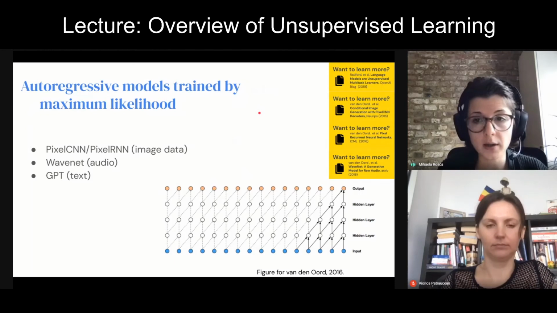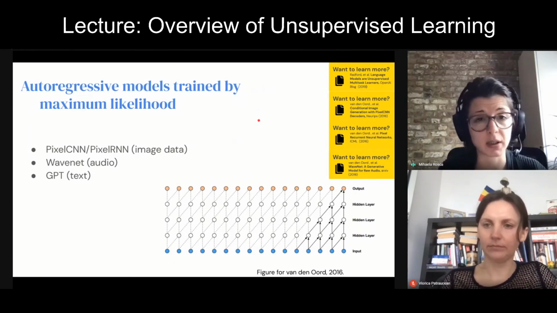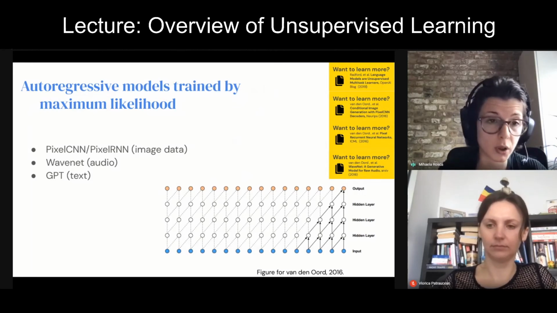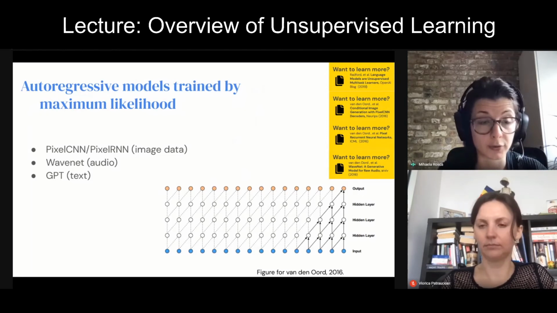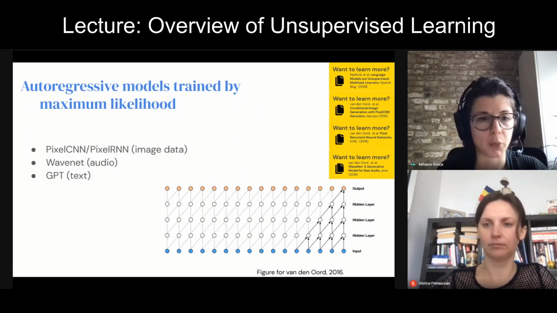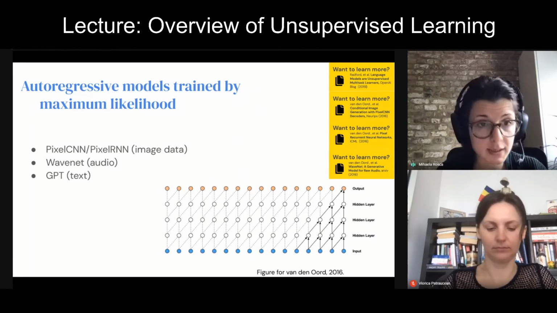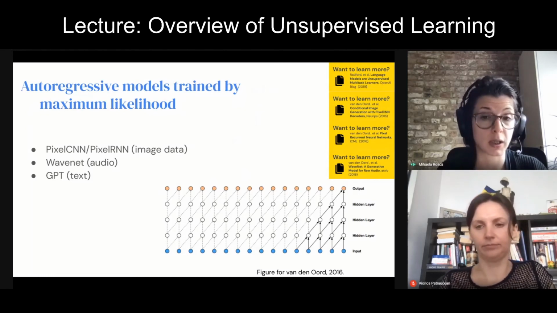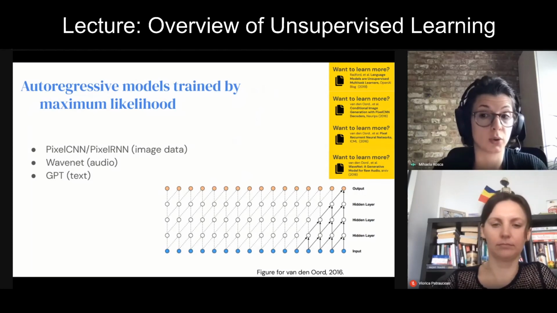One set of examples is given by PixelCNN and PixelRNN, which have been used on image data, WaveNet, which has been used on audio, and GPT, which is a very powerful model trained on text. The difference between these models is that they all use autoregressive models, train by maximum likelihood, and use the same gradient estimation, but the difference is how they parameterize the model, so the kind of inductive bias that you put into your model to train it.